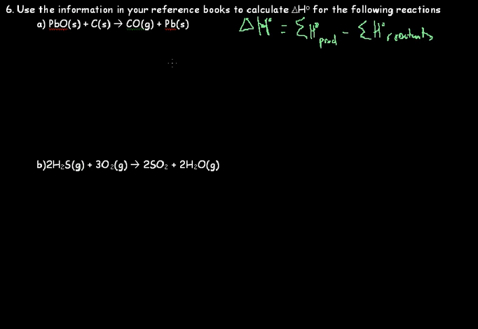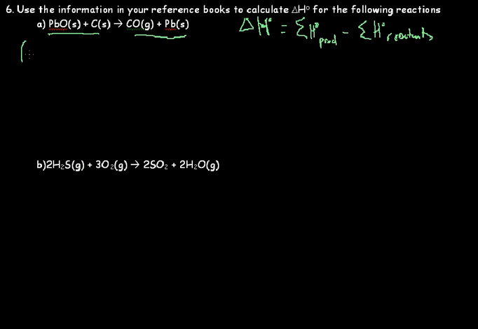And those numbers are going to be pulled right from our reference guides. So over here, these are my products, these are my reactants. To make sure that the chemical equation is balanced, we've got one lead on each side, one oxygen on each side, one carbon on each side, so we're good. And now I'm just going to take the values in my tables for everything that I need.